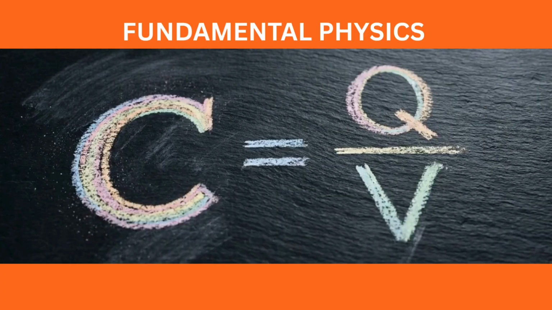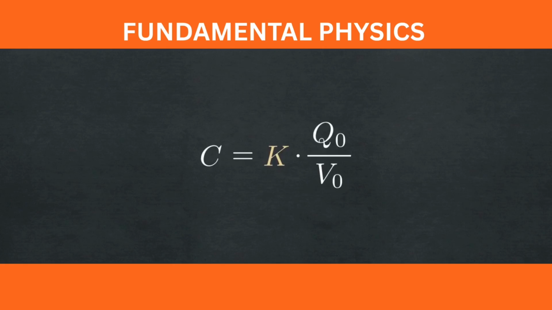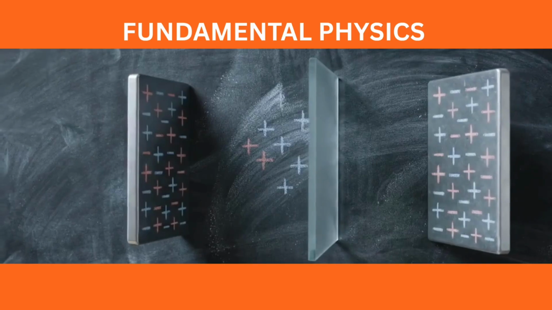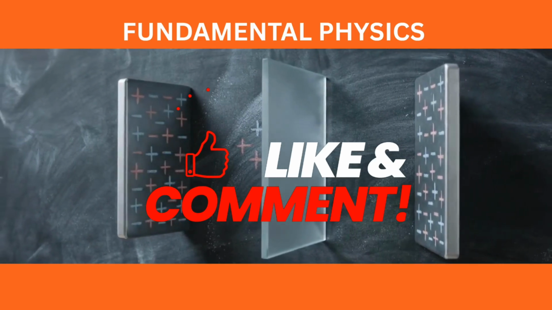Capacitance is defined by the ratio of charge to voltage. By dividing the constant charge, Q0, by the reduced voltage, V0 over K, we find that the capacitance has increased to K times C0. In an isolated system, the dielectric multiplies capacity by allowing the device to store its trapped charge at a lower energy level.